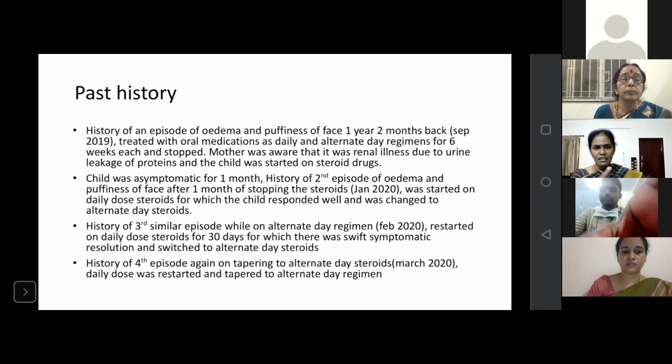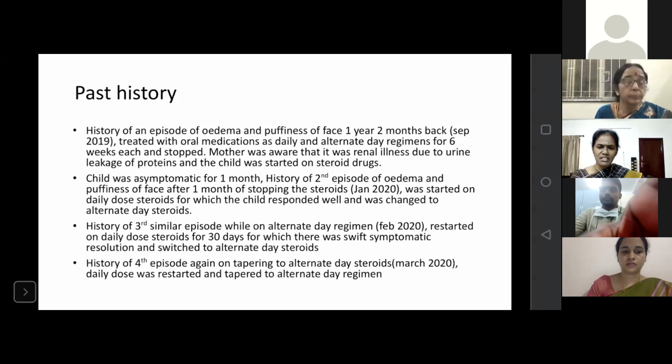It started in 2019, and now we are sitting at 2021. So over these 2 years, what would you infer from so much that's happened to this child? Yes, ma'am. This illness started for this child at an age of around 2.5 years, and it was found to be a renal illness with an increased protein leak in the urine, and was being treated with steroids.